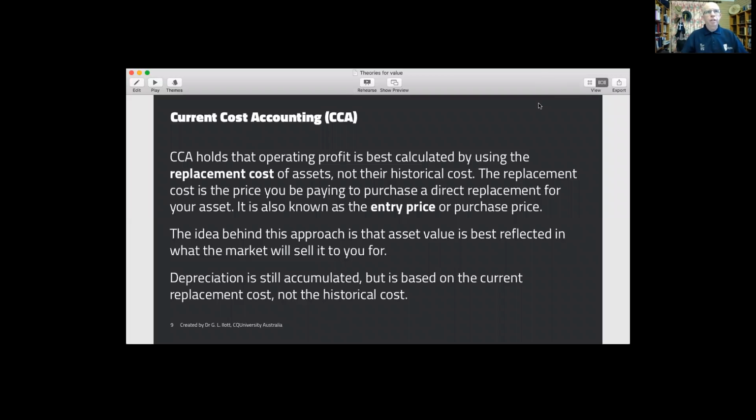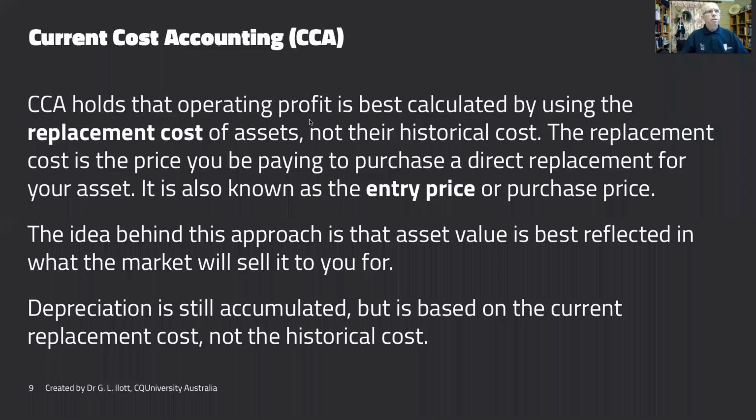Well, current cost accounting is a method that broke away from the more traditional approach of using historical cost as the basis of measurement. So what CCA did was to introduce the idea of replacement cost as the proper value of an asset. So the replacement cost is the price you would pay to directly replace an asset that you already have.